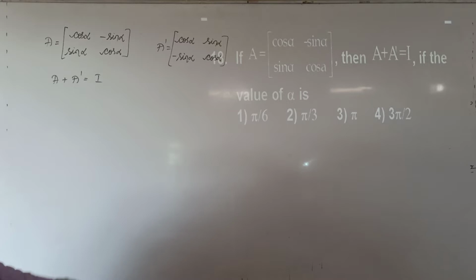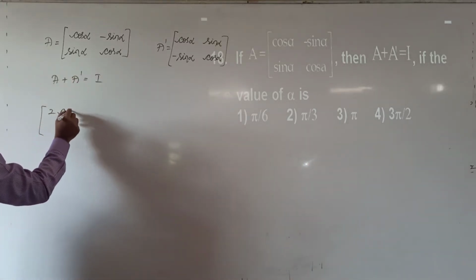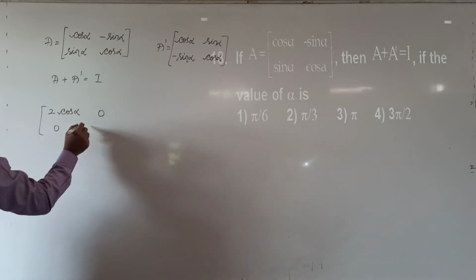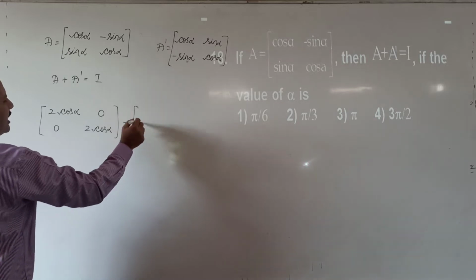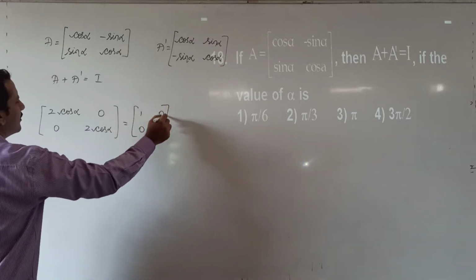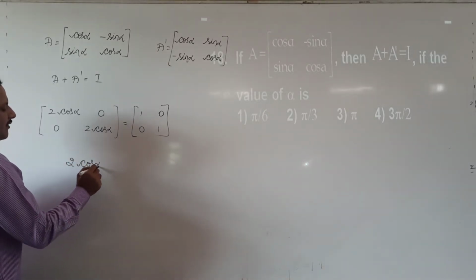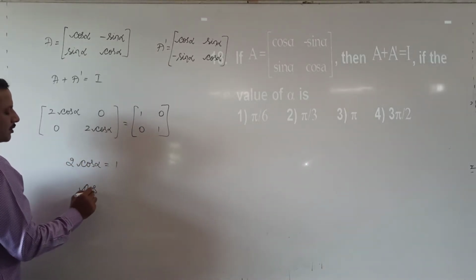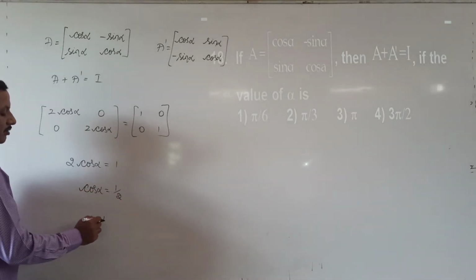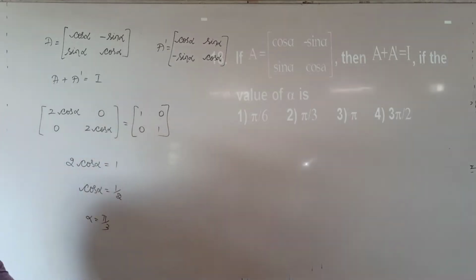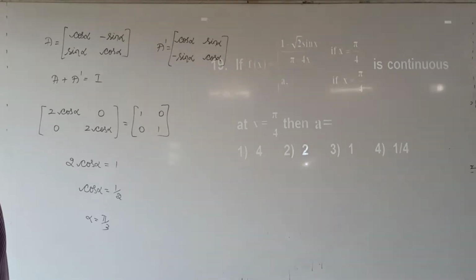Okay? So A plus A dash is equal to I. Add these. When I add them, I am getting 2 cos alpha, 0, 0, 2 cos alpha, which is equal to I, the identity matrix 1, 0, 0, 1. Equate these two. We get 2 cos alpha is equal to 1. So cos alpha is equal to 1 by 2, which means alpha is equal to pi by 3, 60 degrees. Second option is the correct answer.